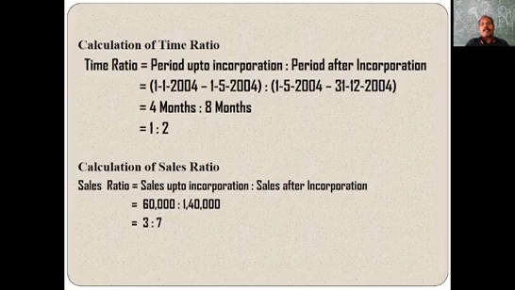Right. So first calculation of time ratio. Time ratio equals period before incorporation is to period after incorporation. 1/1/2004 to 1/5/2004 is 4 months. 1/5/2004 to 31/12/2004 is 8 months. So ratio is 1:2. Then calculation of sales ratio. Sales ratio equals sales up to incorporation is to sales after incorporation. So the up to incorporation period sales is 60,000. After incorporation period sales is 1,40,000. So that means ratio is 3:7.